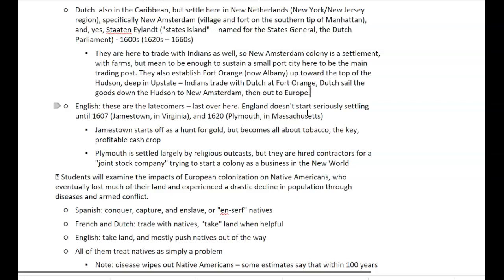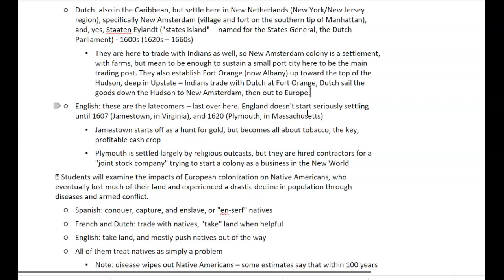The English, what are the English about? They are the latecomers. The last one's over here. England doesn't start seriously settling until 1607, and they really don't get off the ground till the late 1600s. 1607 is Jamestown in Virginia in the south. 1620 is Plymouth in Massachusetts in New England. Jamestown starts off as a hunt for gold, but soon they know there's no gold there, and it becomes all about tobacco, the key profitable cash crop that they discover here. Europe goes crazy for tobacco, and that's how they're going to make their money.